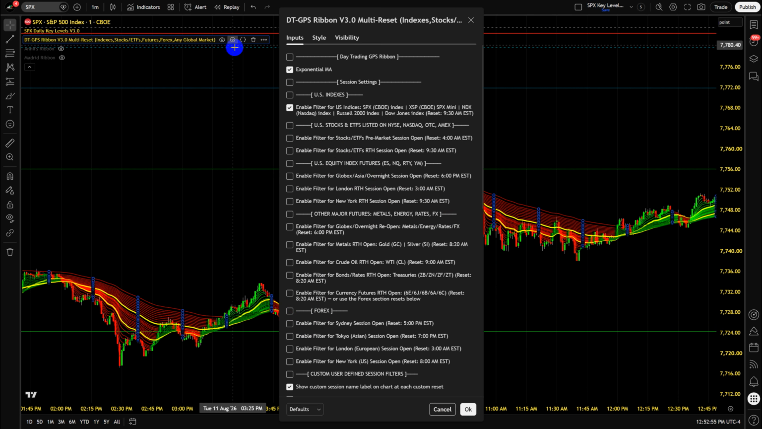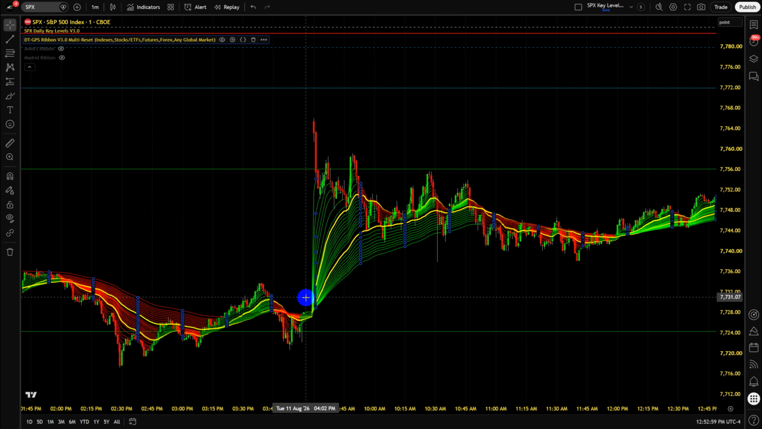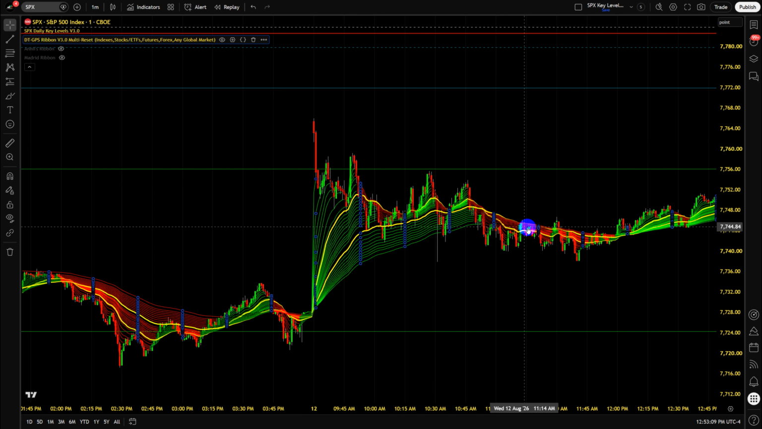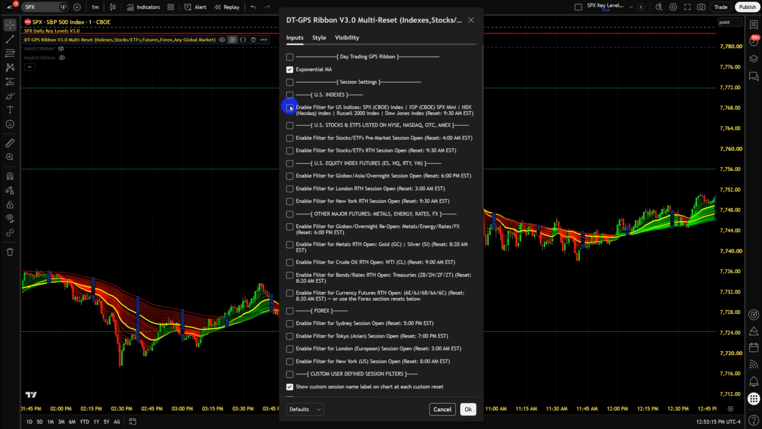Now, if we go ahead and turn the reset off, as you can see here, you're not really getting the full picture. So what you're seeing is basically an all green ribbon with pullbacks, and eventually we do get an all red ribbon here.